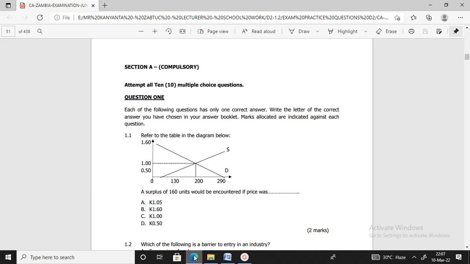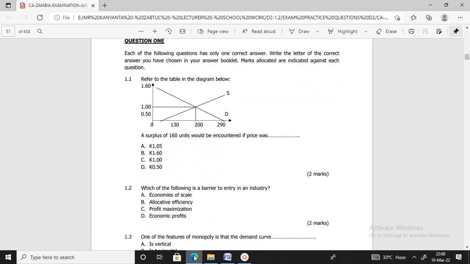So that cannot be the answer, because we're talking about the surplus of 160. If the price is at 1.6, surplus would be way too much beyond the 160, somewhere around 290. So a surplus of 160 can only be at a price between 1.6 and 1, above 1 but below 1.6. And if you look at the options there, option A spells that. Option A is correct. 1.05 is the only possible answer that we can have for the surplus of 160 units.